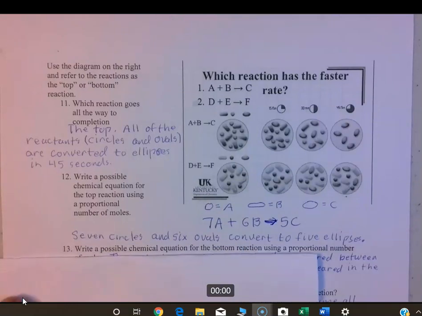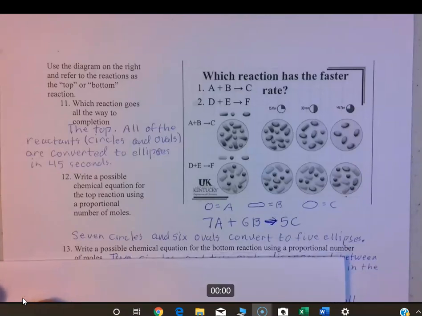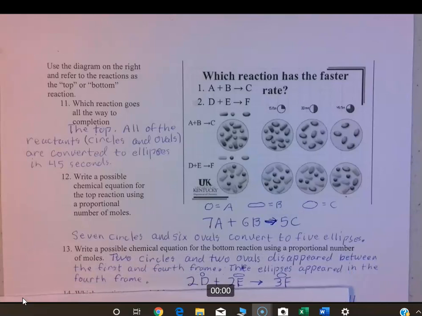Okay, let's come down here and it says write a possible chemical equation for the bottom reaction using a proportional number of moles. So let's uncover that one.